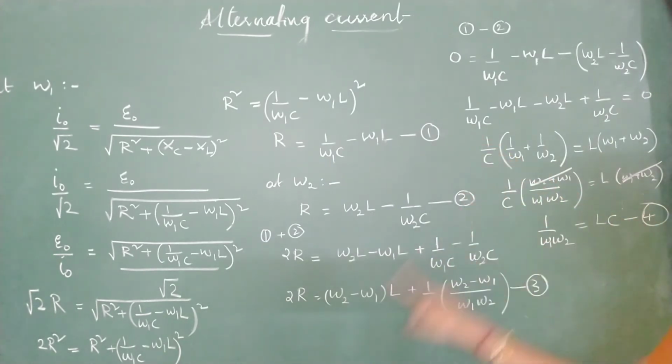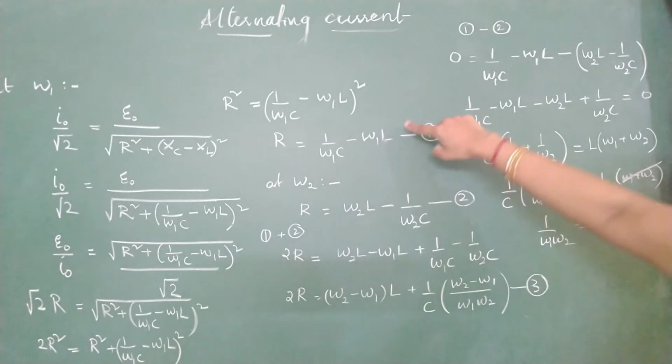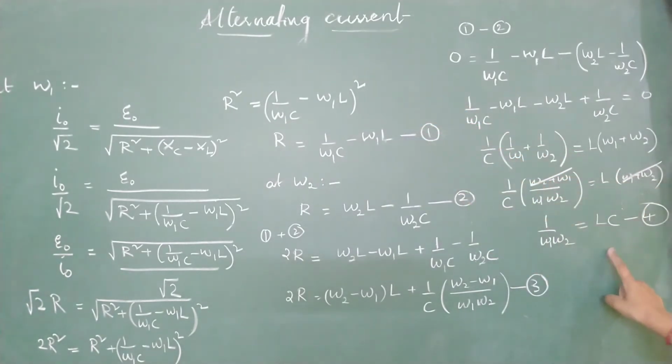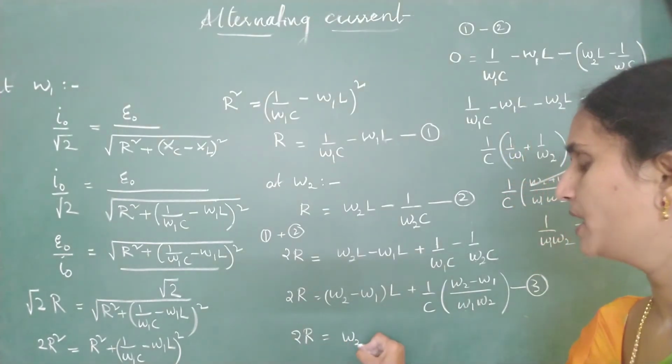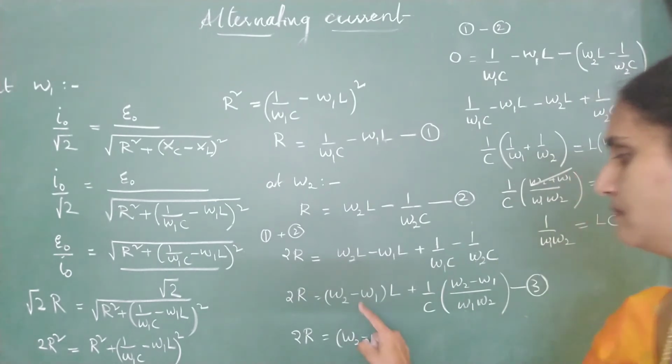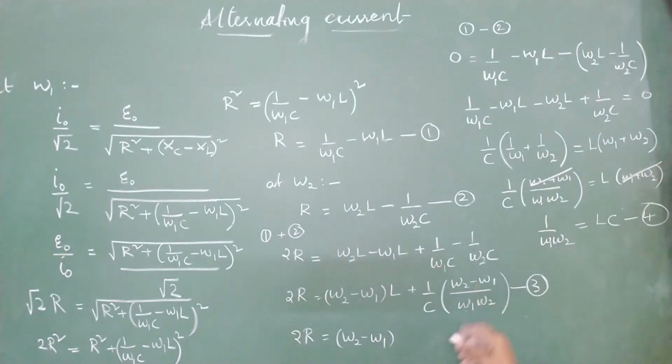See, by adding the two relations we have got equation 3. By subtracting 1 and 2 we have got this condition. So substitute 4 in 3. Wherever we have omega 1 omega 2 you can write it as 1 by LC. So put this condition in this relation. 2R is equal to, I'll take out omega 2 minus omega 1 common, because omega 2 minus omega 1 is common in both the terms: L plus 1 by C omega 1 omega 2.